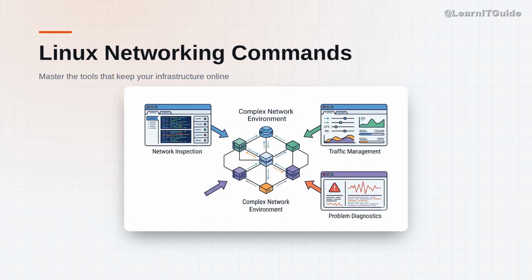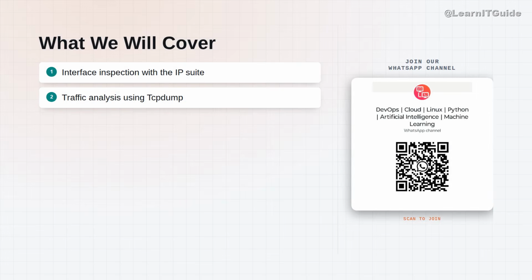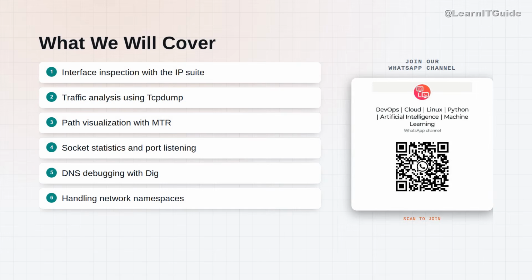In the next 10 minutes, we are moving beyond the basics. We are going to look at the modern tools that real sysadmins and SREs use to inspect, debug, and troubleshoot complex network environments. Specifically, that includes understanding modern interface management, deep traffic inspection, mapping network paths, auditing active sockets, debugging DNS resolution, and working with isolated network environments. These are the topics we are going to cover in this video. So do not skip ahead, watch all the way through to actually understand this properly.